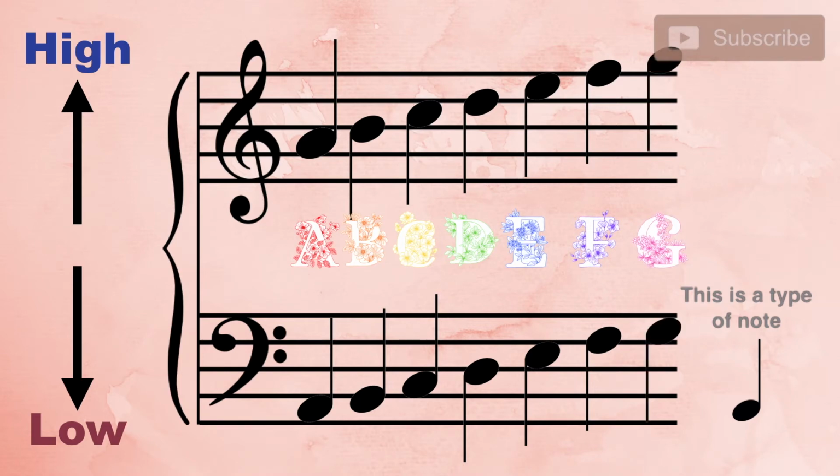So if we read all of the letters, A, B, C, D, E, F, G, we can see that those are like the alphabets. Except there's only one exception. We go from A all the way to G. These alphabets keep repeating over and over again on the piano, which makes the piano a little bit easier to understand.